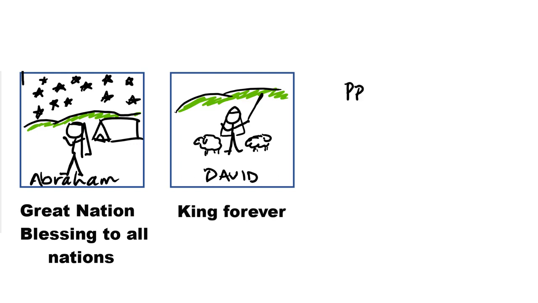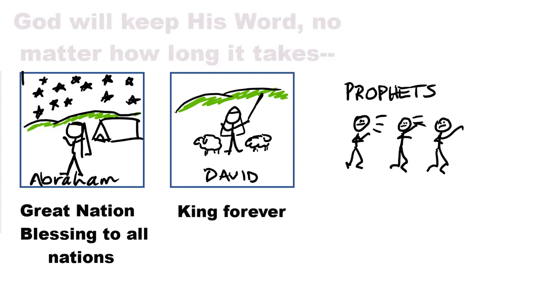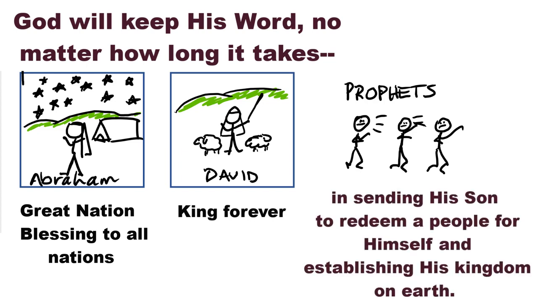But through the prophets, God gave numerous clues about his coming Savior so that his people would be ready, so they could identify the false messiahs, and so they could be assured that Jesus was the promised one from God. Through these details, we can see the basic teaching that God will keep his word no matter how long it takes in sending his Son to redeem a people for himself and establishing his kingdom on earth.